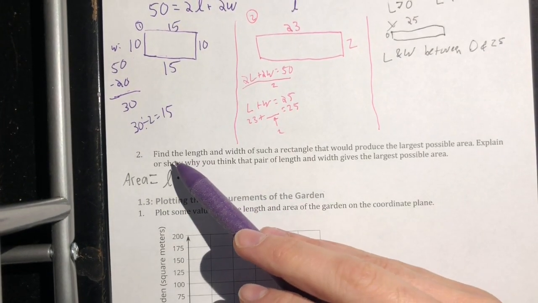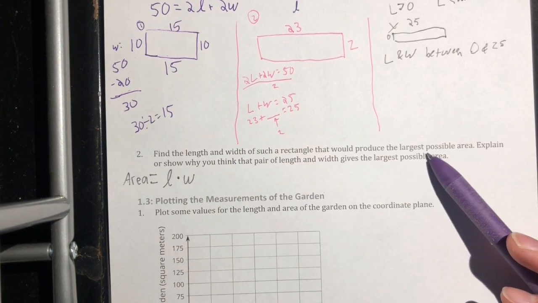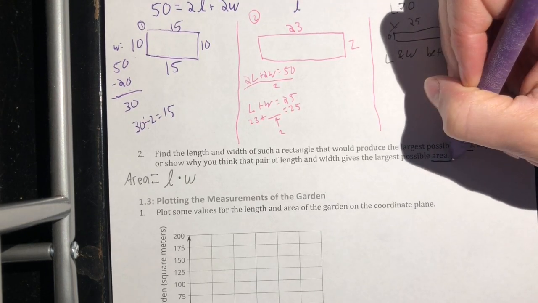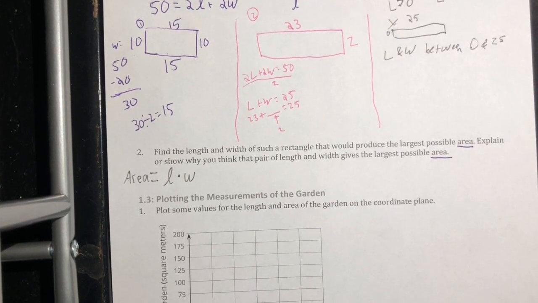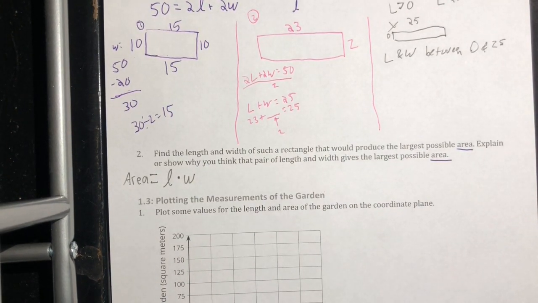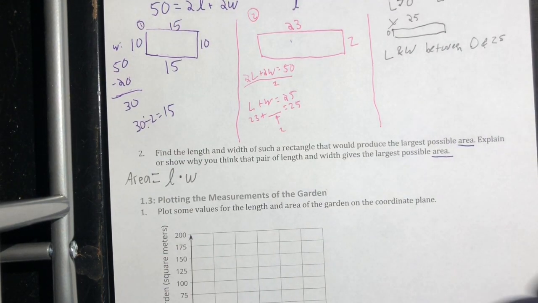Okay, so the next question asks us to think, find the length and width of such a rectangle that would produce the largest possible area. So they haven't talked about area yet today. So area, as you remember, is length times width. So let's go ahead and find the area of all these rectangles. We have 3 rectangles up here, kind of. We're gonna find their areas.